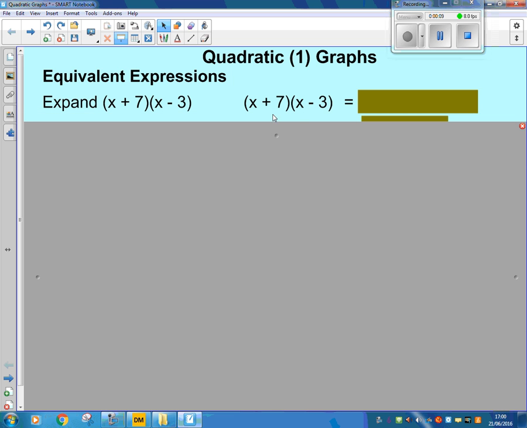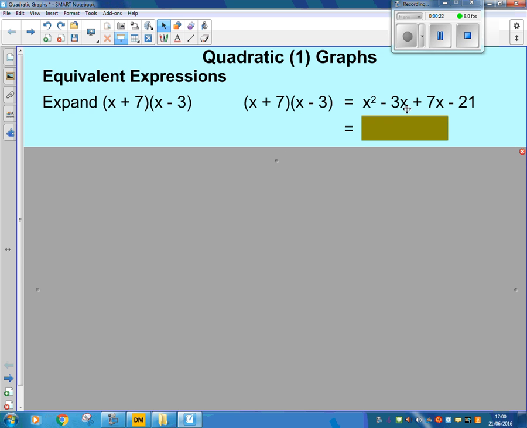If we expand x plus 7 times x minus 3, we get x squared minus 3x plus 7x minus 21. You can then combine the minus 3x and plus 7x to plus 4x, so you get x squared plus 4x minus 21. And that means that x plus 7 times x minus 3 is equivalent to x squared plus 4x minus 21.